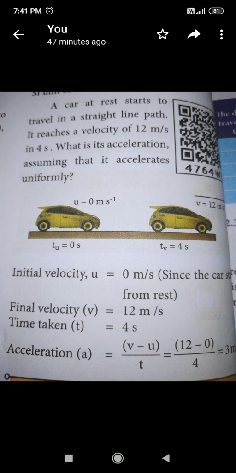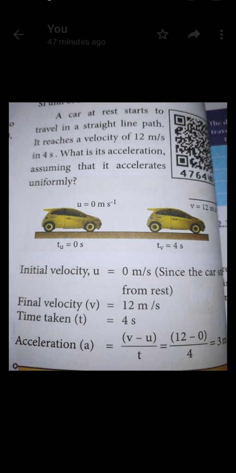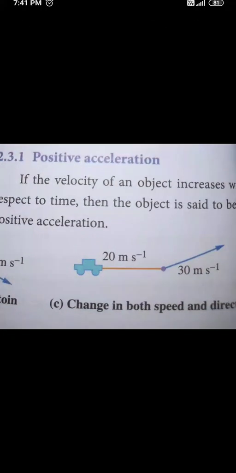So acceleration a equals v minus u by t. So it gives 12 minus 0. If we cancel, we will get 3 meter. So its acceleration is 3 meter. Next, positive acceleration. நேர்மறை முடுக்கம் அப்படின்னு சொல்லுவாங்க.